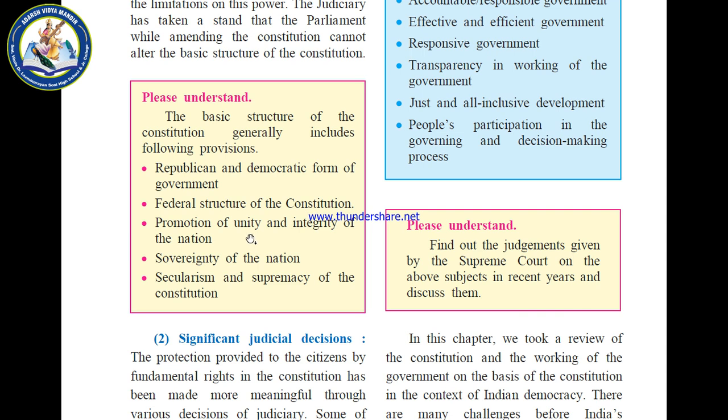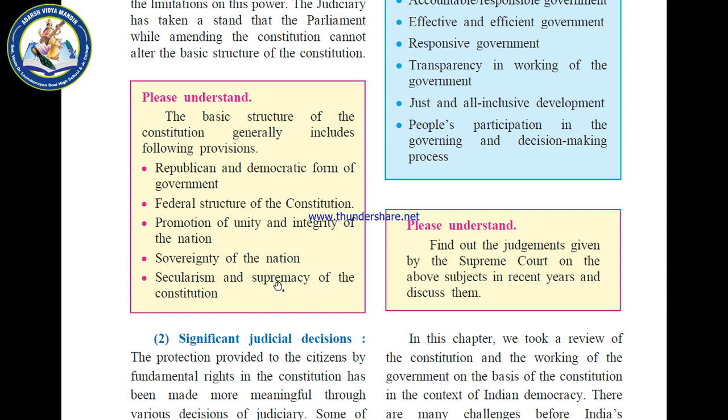Apart from that, there should not be discrimination on the basis of caste, religion, state, etc. Okay, so if we remove that from the Constitution, if we change it, it will harm the unity and integrity of the nation. Nation की unity और integrity को नुकसान हो जाएगा. So promotion of unity and integrity of the nation is included in the basic structure of the Constitution, we cannot remove it.